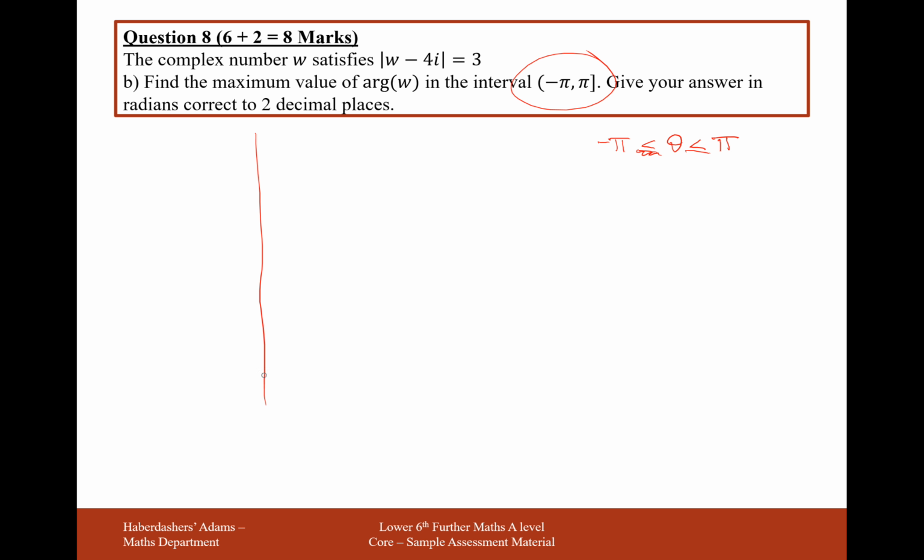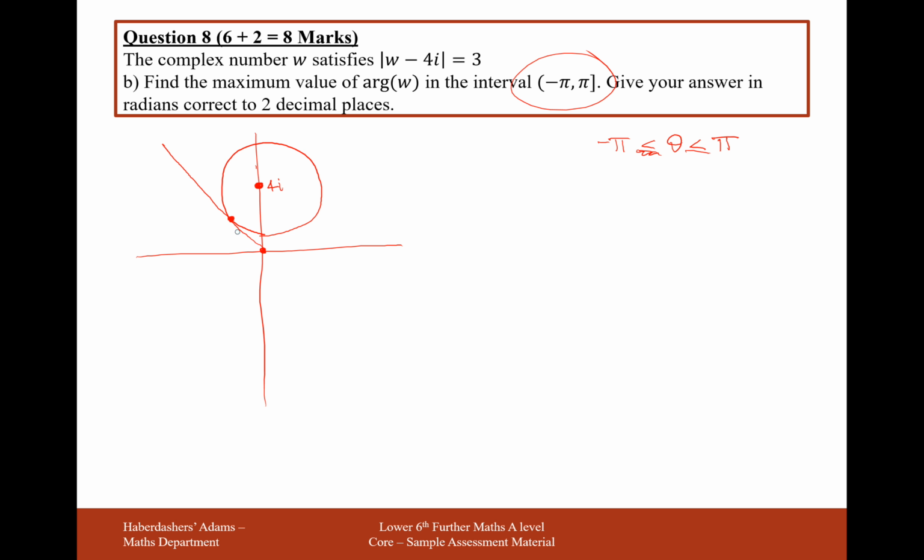Right, so let's draw a diagram. Always draw the diagram. And if it's got w minus 4i, then it's going to have a centre of circle at 4i and a radius of 3. So it's going to be something like this. So find the maximum value of the argument of w. So just the argument of w means it will start at 0, and if w is any point on this circle here, then the point at which it has a maximum argument is this point here.